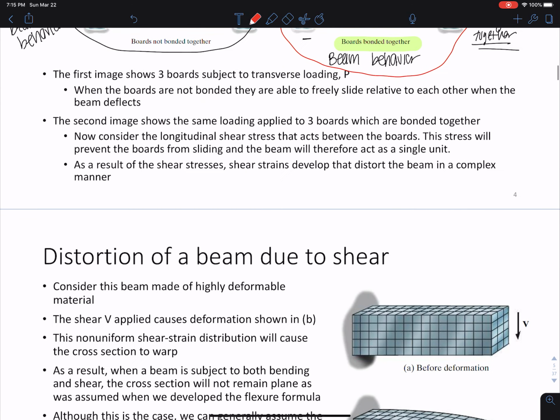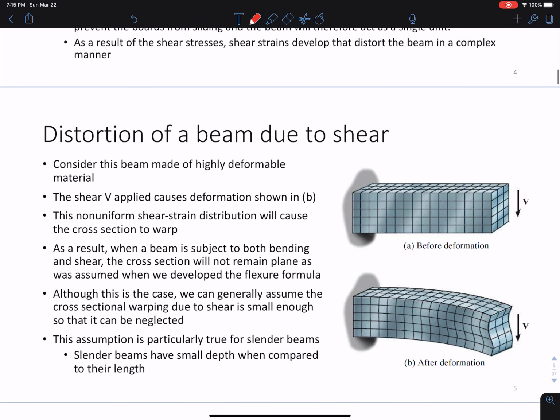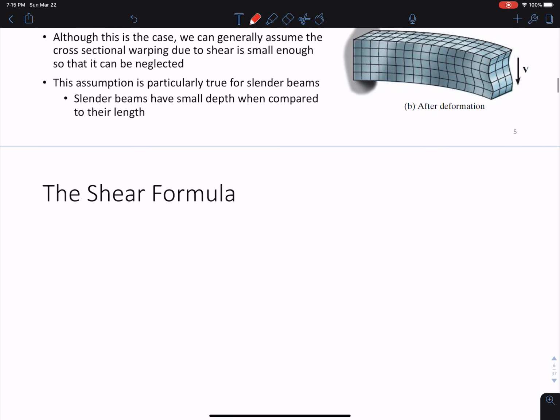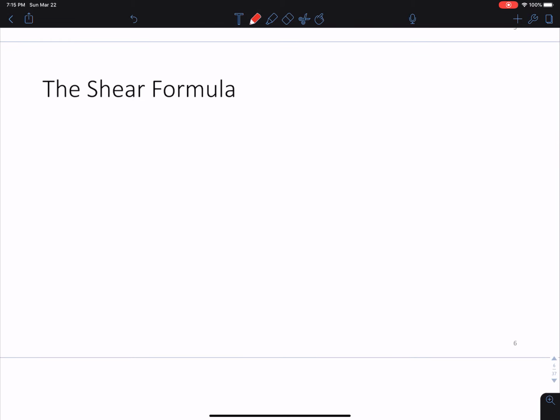Okay. So this image shows you the distortion of a beam due to shear. How does a beam distort when we apply this kind of transverse shear loading, when we have a cut here? What happens when we apply that kind of force? And this is what it would look like after deformation. So we want to consider this as a highly deformable body so that we can understand what these look like. I'll let you read through this slide, but right now we're going to take some time to derive the shear formula.